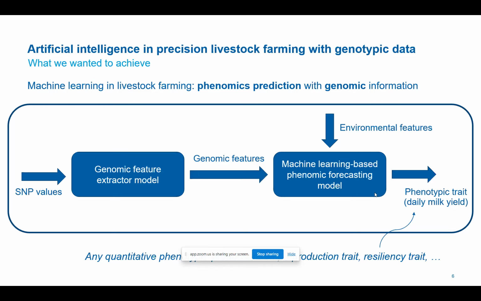This talk and all the experiments we did were about daily milk production in a cattle breeding farm, but the phenotypic trait that you want to predict can be any quantitative phenotype, so it's not limited to production traits, even if, for certain kinds of traits, it can become more complicated to model the problem as we did.